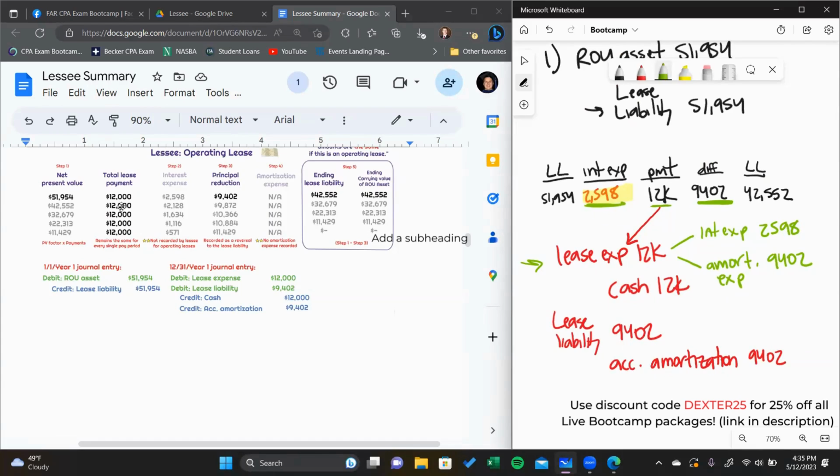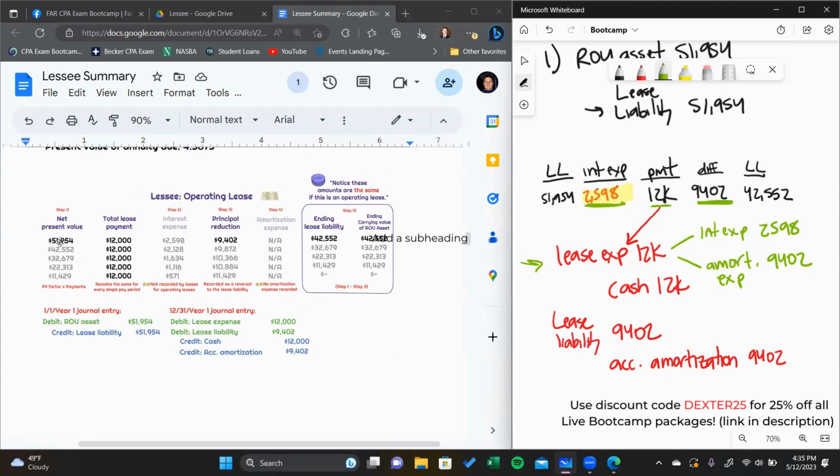If you look over here, you see we start at 51,954. We have our payment, interest expense, right? We already did that first row. If you come down to the second row, we start with our ending lease liability balance. So we start year 2 with the year 1 ending balance. We have our lease payment of $12,000. Our interest expense is now lower. You see how it's $2,128 instead of $2,598? Well, that's because the interest is calculated based off of our lease liability. If our lease liability is lower, the interest will be lower.